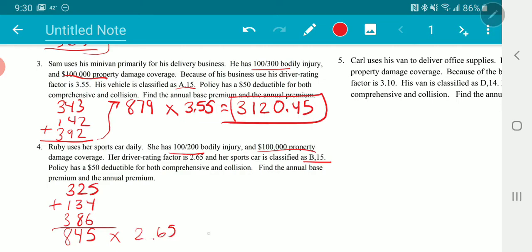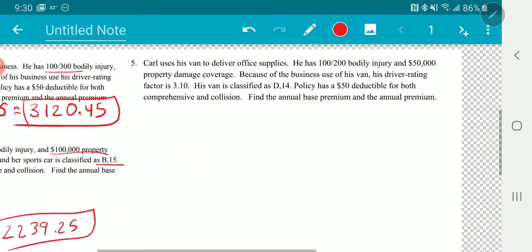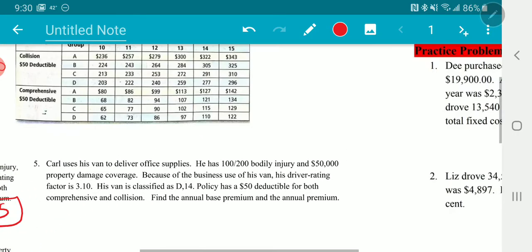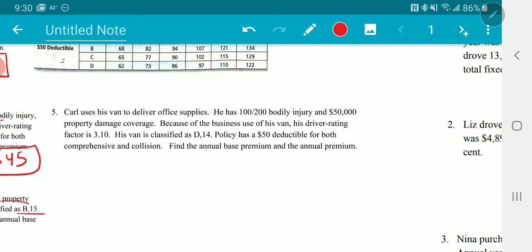So we always want that driver rating factor to be as low as possible. It means we're a good driver, we're not getting tickets, that kind of thing. So the lower the better for that. So my annual premium comes to $2,239.25.